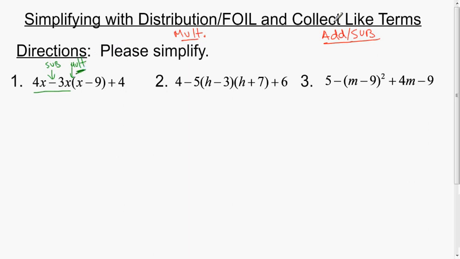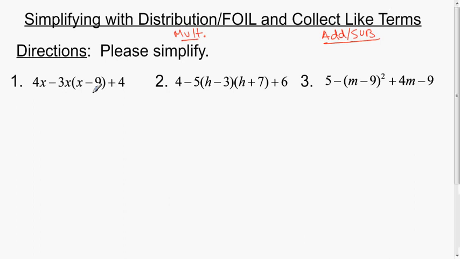Some kids would further confuse the issue and say, oh, but if we're doing order of operations, I really need to do inside the parentheses first. Well, if you take a look inside the parentheses, it says x minus 9. There's nothing to be done there. They're not like terms. You can't really do anything. So let's just try and focus on being of the mindset, when we go to do problems like this, that we want to distribute and FOIL and then collect like terms.